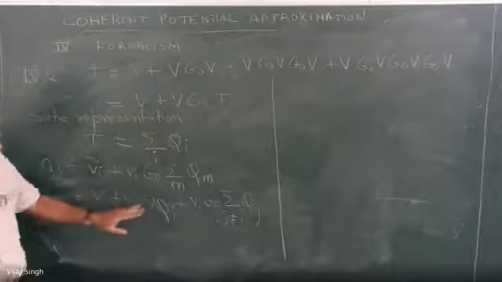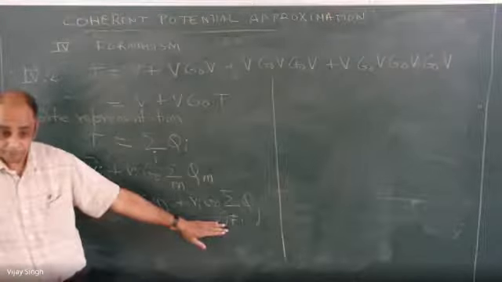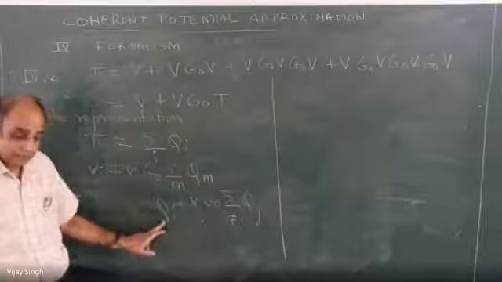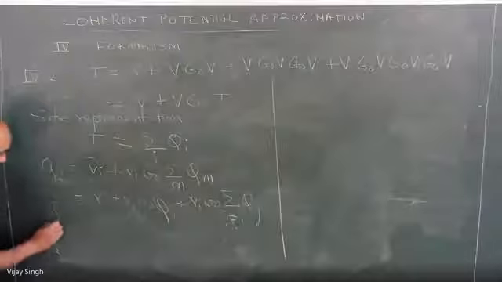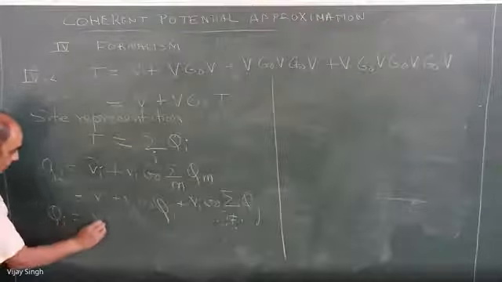Okay. Are you comfortable with this? Well, J and decoupling. So I'll take the QI on this side. My QI is equal to VI.